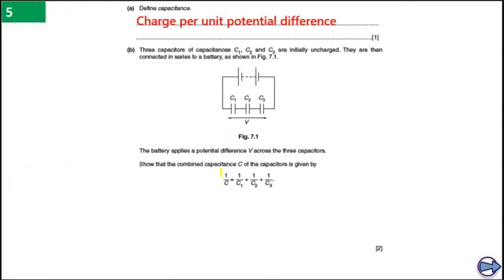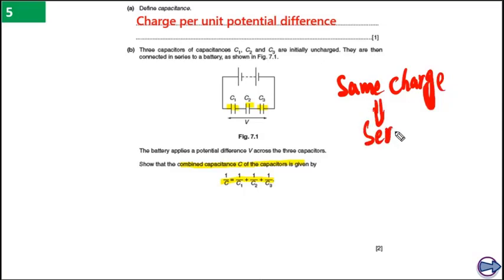For part B, we need to find the total capacitance of capacitors connected in series. As you can see in this circuit, these capacitors are connected in series, and they are not identical capacitors, meaning their capacitance is different. We need to derive this formula. How can we derive it? We just need to understand one key concept, and that concept is the same charge when capacitors are connected in series.